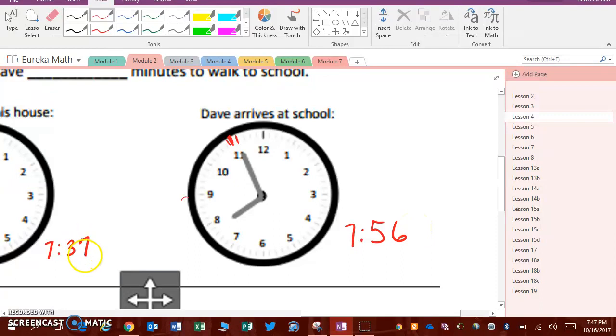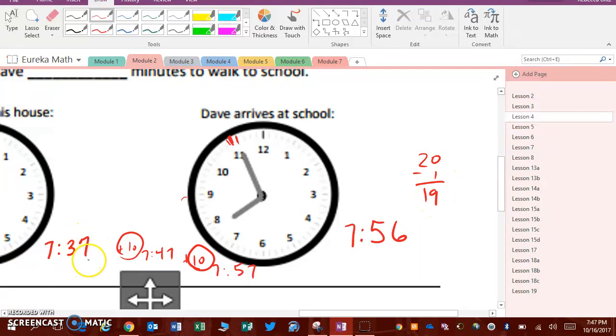So we need to figure out how many minutes passed between 37 and 56. So if we count on, 37 plus 10 gives us 7:47. If we add 10 more, we're at 7:57, but that's 1 minute past. So he went 20 minutes, 10 plus 10, but we have to subtract 1. 20 minus 1 is 19, okay?